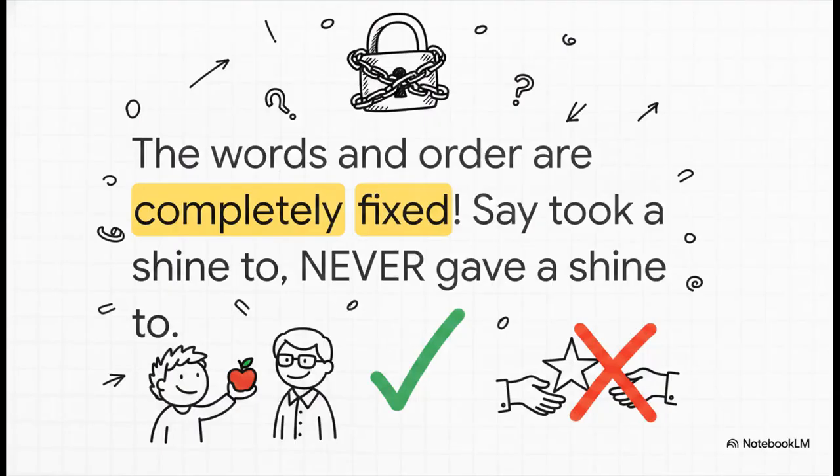Pay close attention here because this is the crucial point. The words and the order of those words in idioms are completely fixed. You just cannot change them. For example, to say you immediately like someone, you'd say, Tim took a shine to his teacher. That is 100% correct. But you can never say Tim gave a shine to his teacher. Why? Because native speakers rely on these exact, specific formulas to instantly process meaning. Changing even a single verb breaks that mental formula, and it immediately sounds unnatural to the listener's ear.